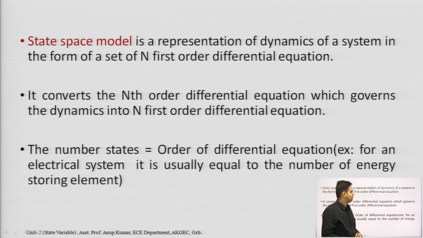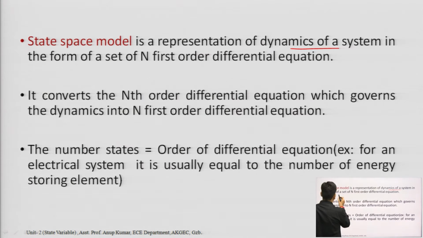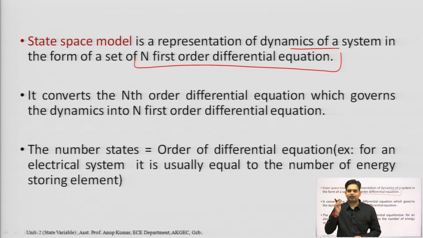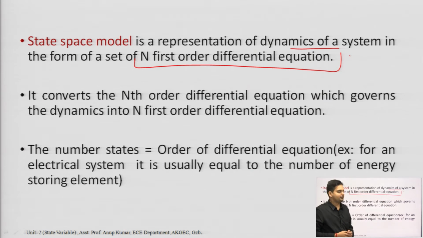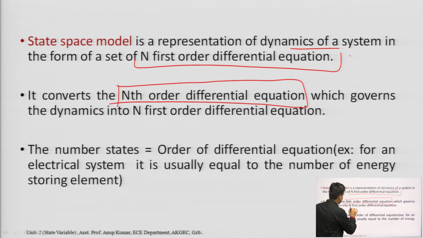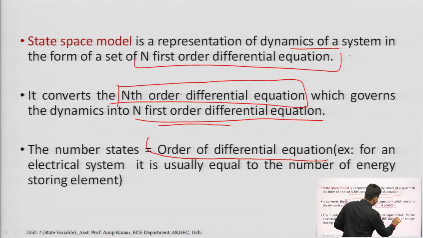In the state space model, it is the representation of dynamics, as I told you. These dynamics are the state variables of the system in terms of a set of n differential equations. The dynamics governed by the system are explained by the differential equations used to model the control system. It converts the nth order differential equation which governs the dynamics into n first order differential equations. It means in a linear way we can analyze our system using the state space model. It simplifies the complex differential equation into linear differential equations, and the number of states is given by the order of the differential equation.